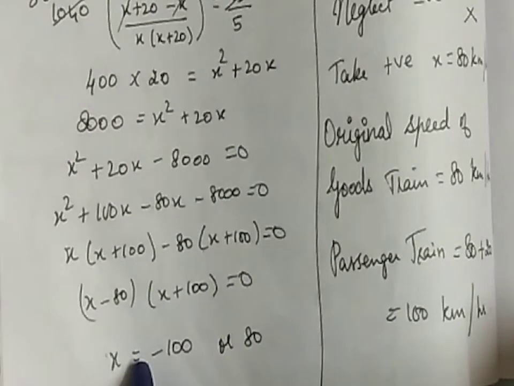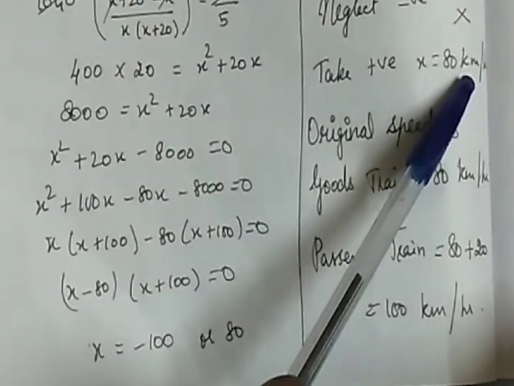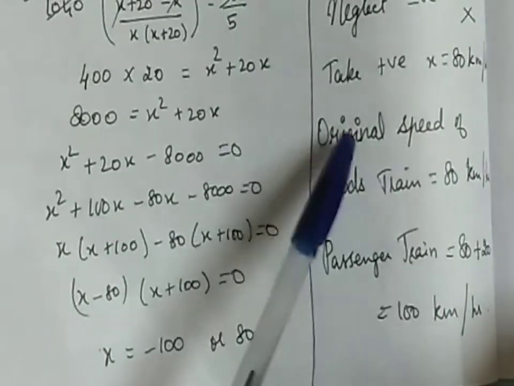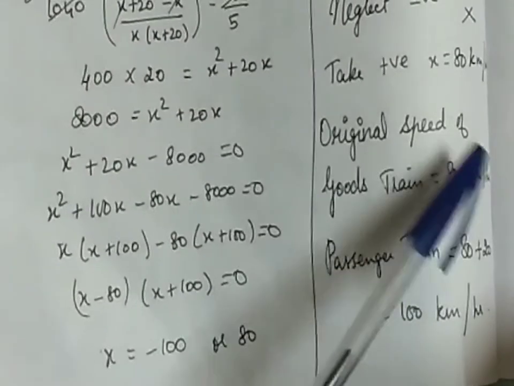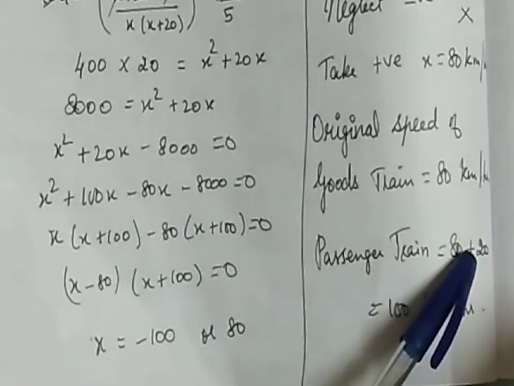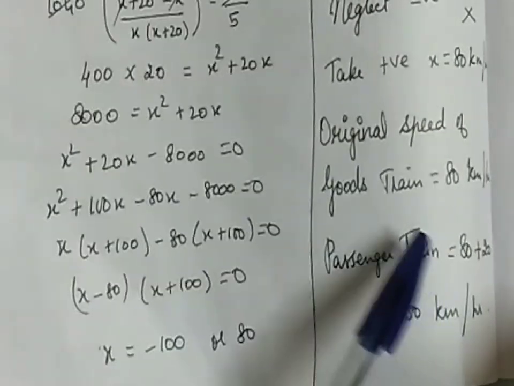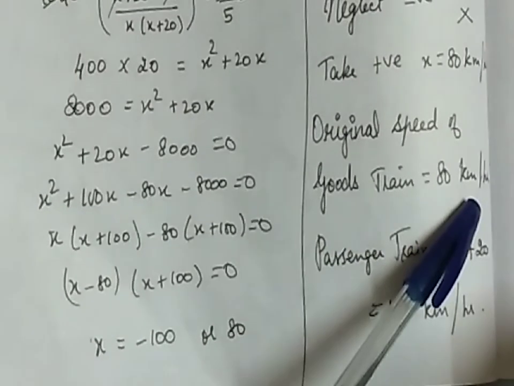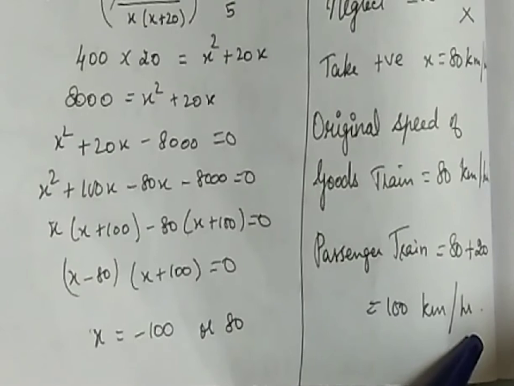Leave the negative one, take the positive. What is x? 80 km per hour. Then write, original speed of the goods train, 80 km per hour, and the passenger train, 80 plus 20, 100 km per hour. So goods train 80 km per hour and passenger train 100 km per hour.